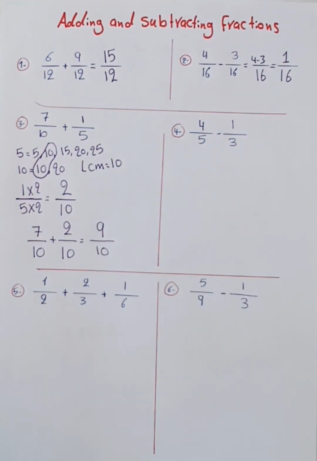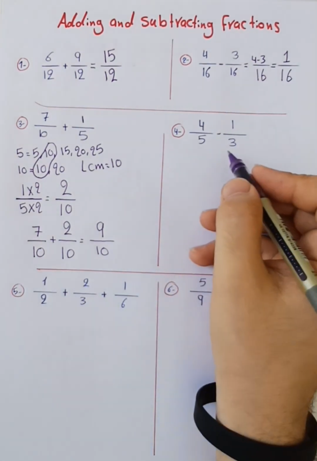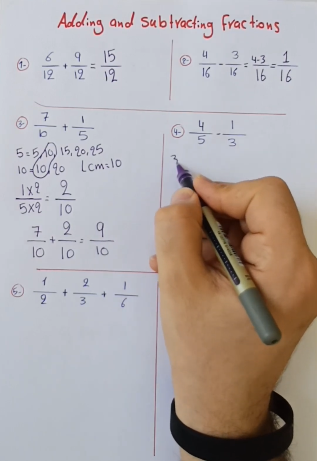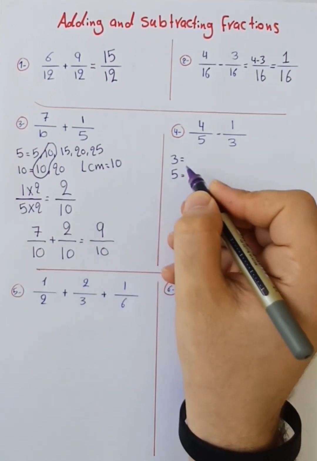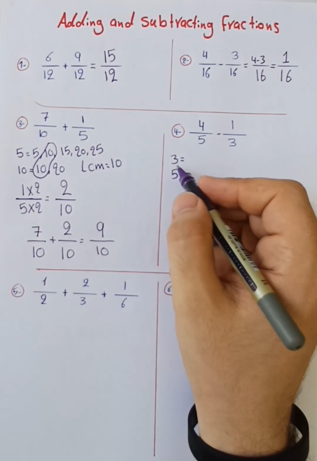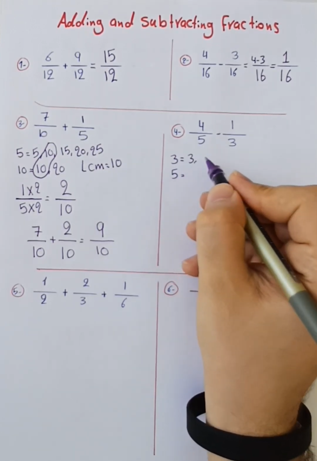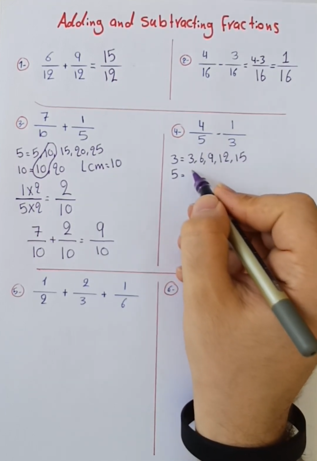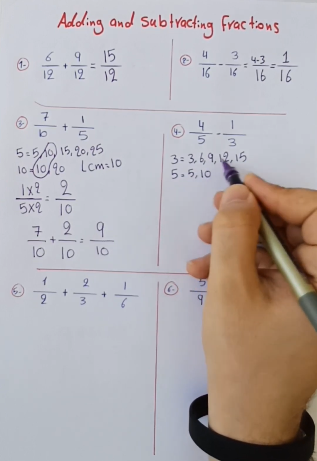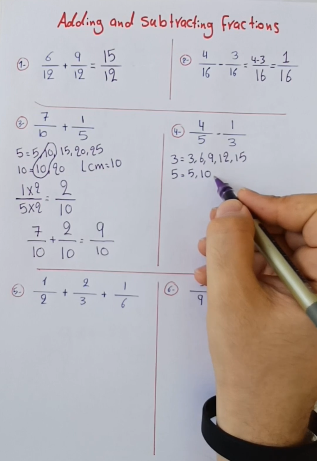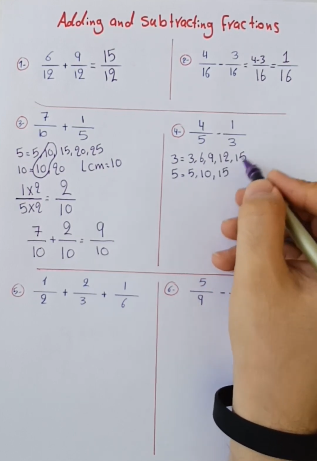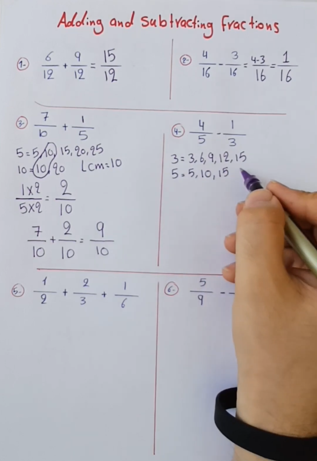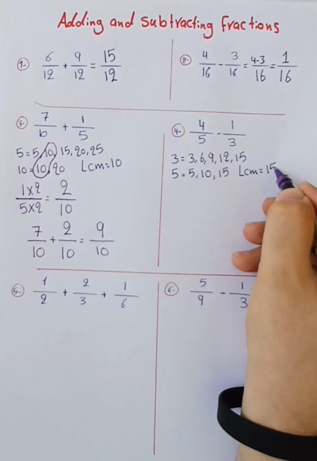Example number 4, we have 4 out of 5 minus 1 out of 3. We have different denominators. They are not like fractions, so we have to find the least common multiple for the denominators, for 3 and 5. We have to write the first 5 multiples for 3: 3, 6, 9, 12, 15. For 5 you have 5, 10. We don't have any repeating numbers till now. After 10 we have 15. Now we have our repeating number between 3 and 5, so the least common multiple equals 15.